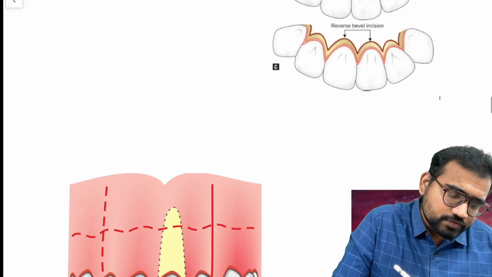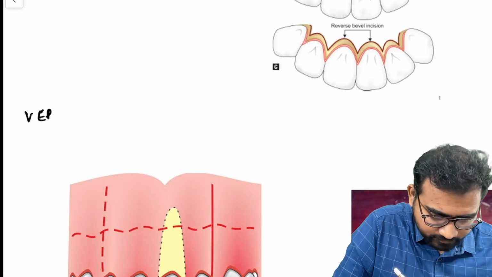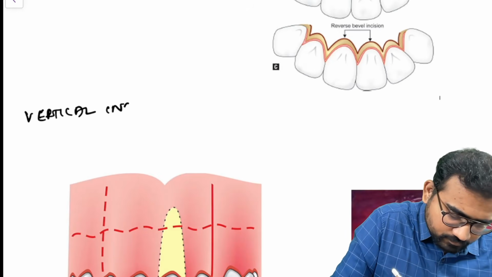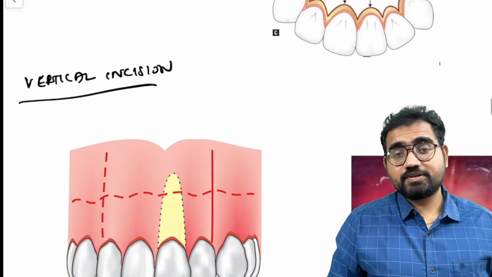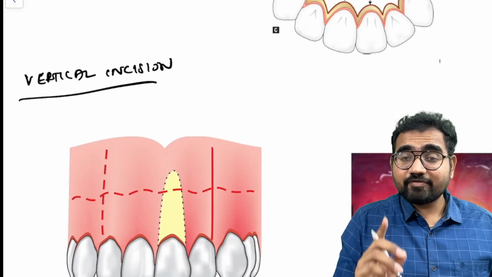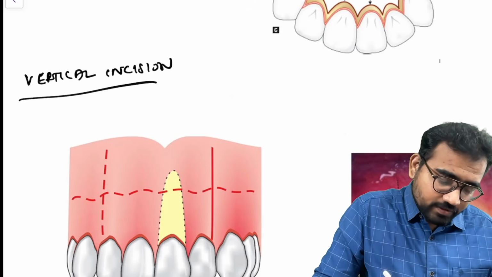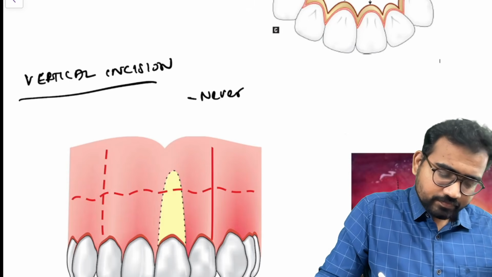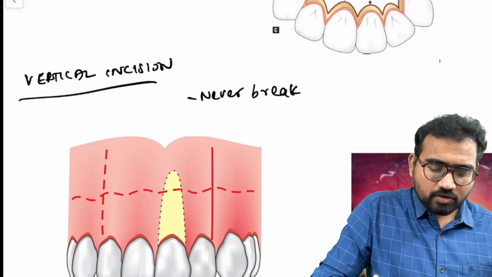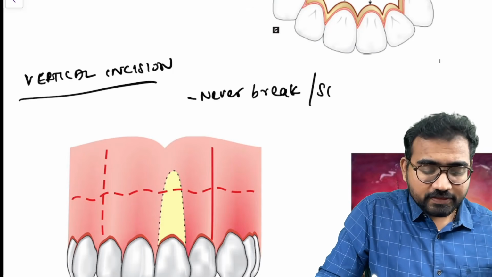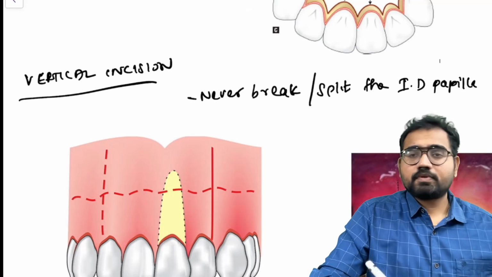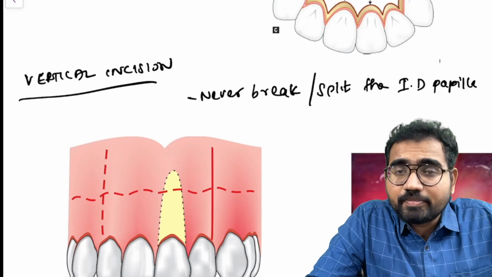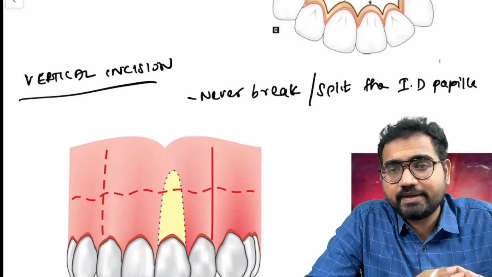The first and foremost rule for the vertical incision is that you should never ever break or split the interdental papilla.